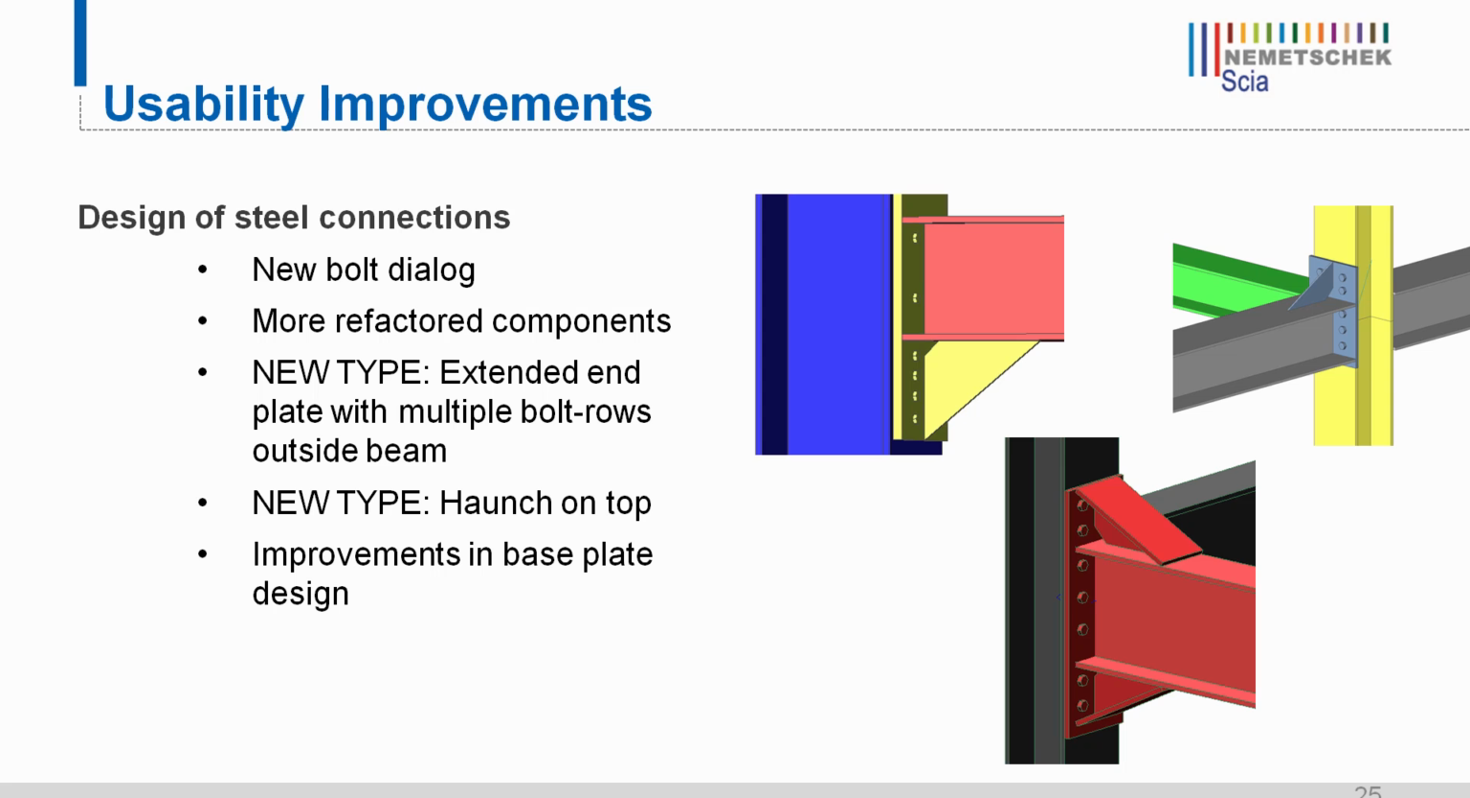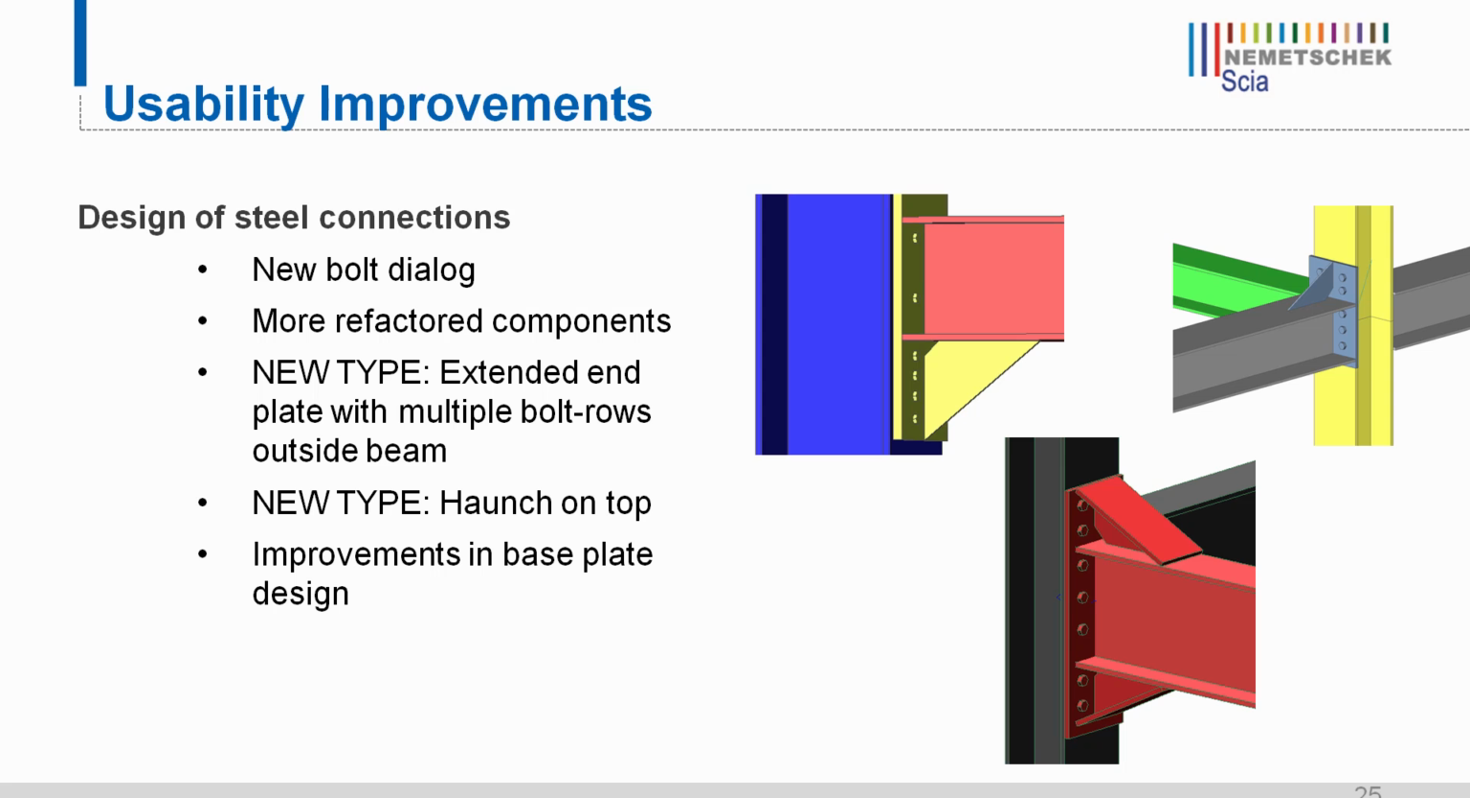For the type haunch on top, Scia Engineer 15 brings the possibility to define a haunch, flanged or from a single plate, at the top of a beam. The user may define a haunch at the top of the steel connection, at the bottom of the connection, or both at the top and bottom of the connection.